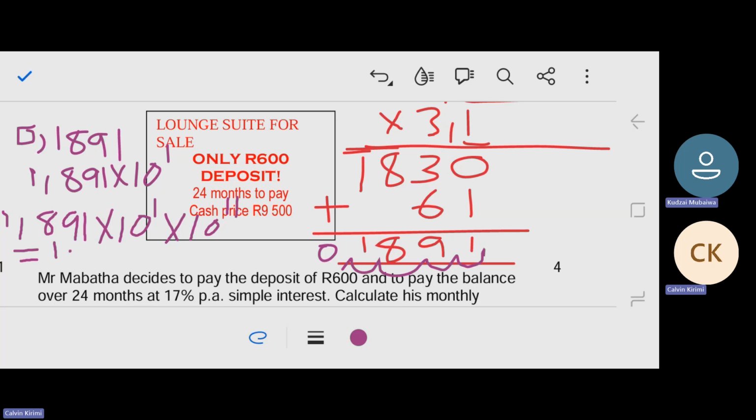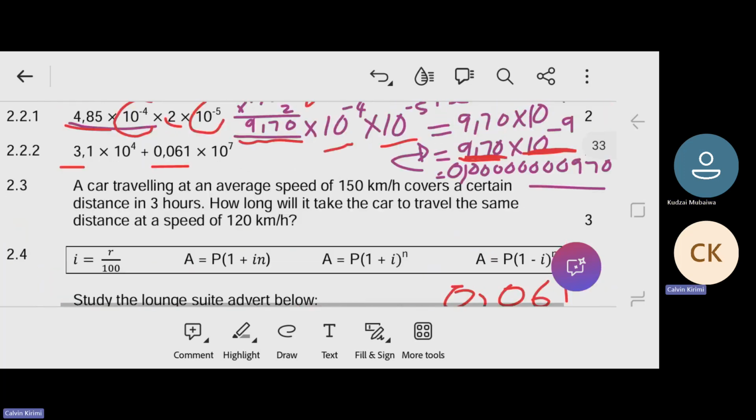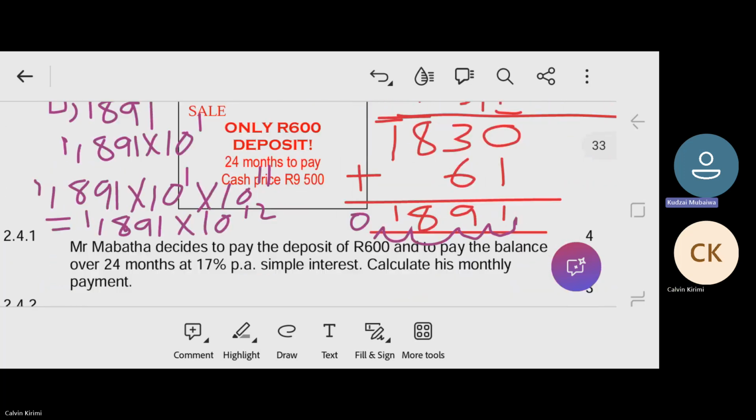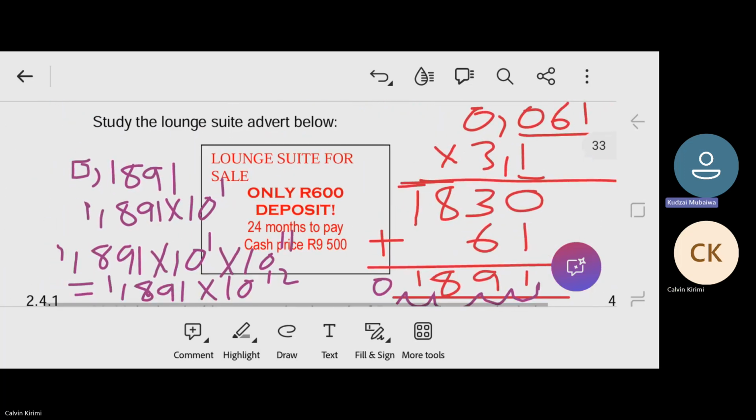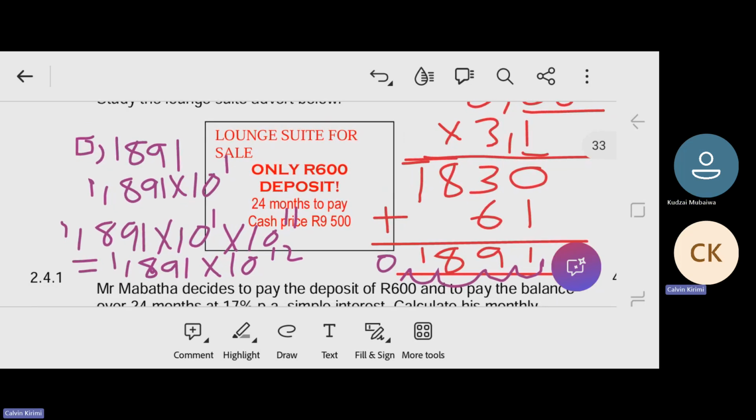1, what? To the power what? 12. Right. That's what we are just doing. The power of 12. Any problem? Sorted. Sir, how did you get the 12? You added the 1 and the 11.